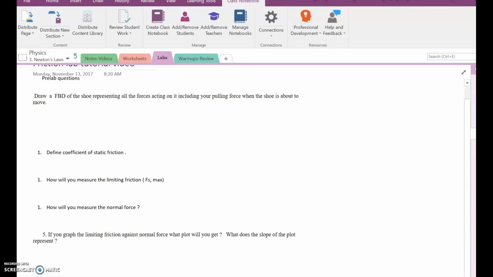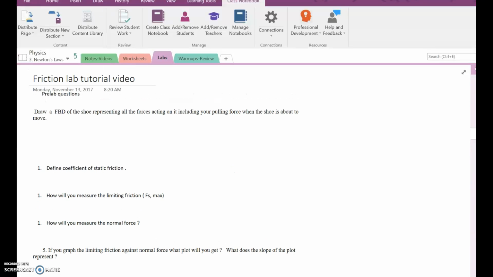This video is a tutorial for the lab titled Friction Coefficient Between the Shoe and the Floor. The objective of this lab is to find the coefficient of friction, which is mu s, between your shoe and the floor.